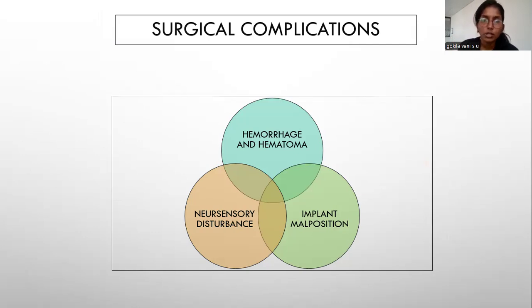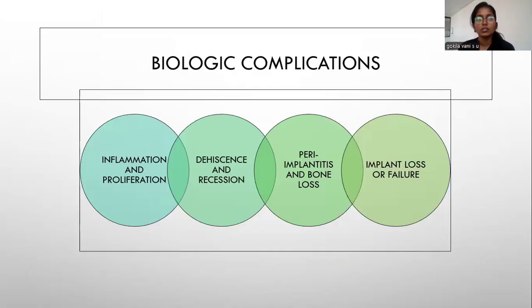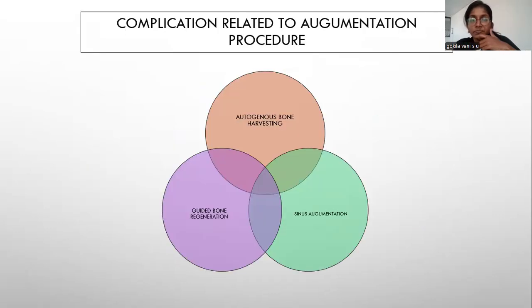and hematoma formation. Coming to the biological complications, these include inflammation and proliferation, and dehiscence and recession. This has to do with your microbial block, and dehiscence and recession lead to changes in your soft tissue parameters, which include the width of your keratinized tissue, peri-implantitis and bone loss. If there are microbes under your prosthesis or crown which lead to periodontal breakdown, it leads to implant failure and implant loss. These are all the biological complications.